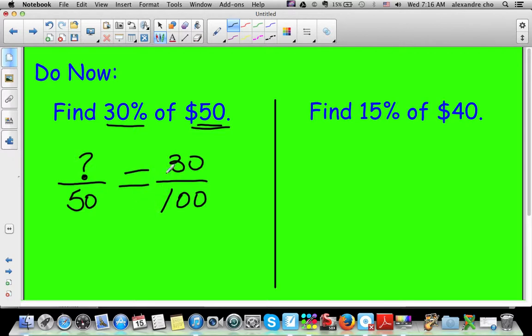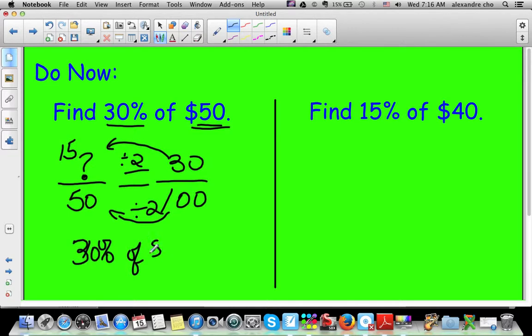Now, this one is really simple. There is a relationship between 50 and 100, or in this case, we're going this way from 100 to 50. And 100 to go to 50 is divide by 2. And 30 to go that way is divide by 2, giving you 15. So the answer is 15. 30% of 50 is $15. Okay, so if you had $50 and you spent 30%, that means you used 15. Okay, simple enough. Let's do the second one.